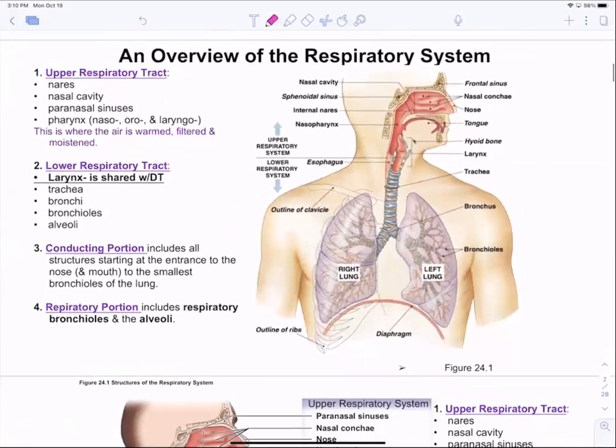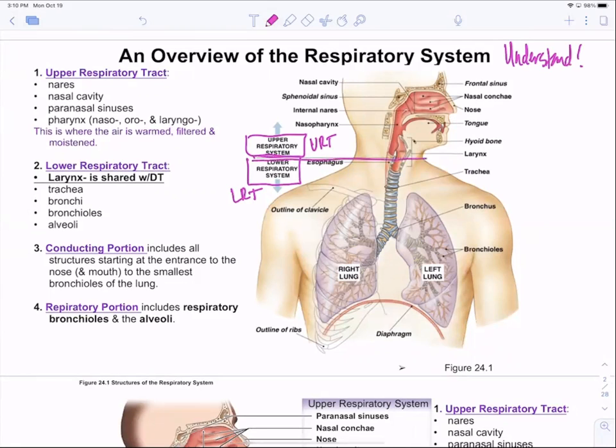So a couple of points really need to be made, anatomically speaking. You really need to understand this anatomically. And here's the deal. You have an upper respiratory tract, URT, and a lower respiratory tract. And here's the dividing line between the upper respiratory tract and the lower respiratory tract. I'm going to try to make this a little straighter.